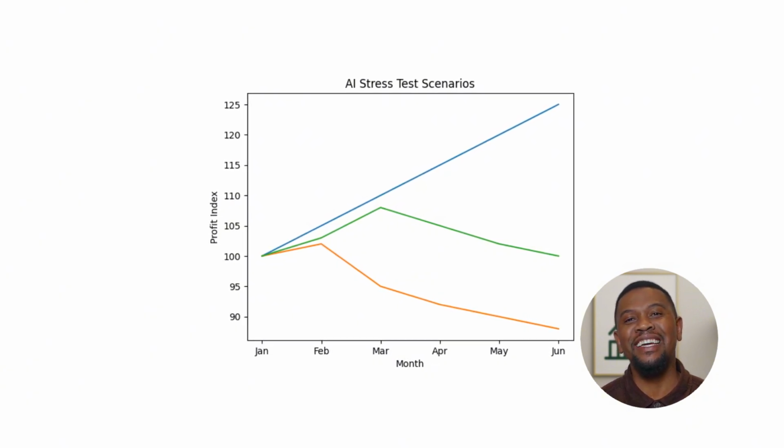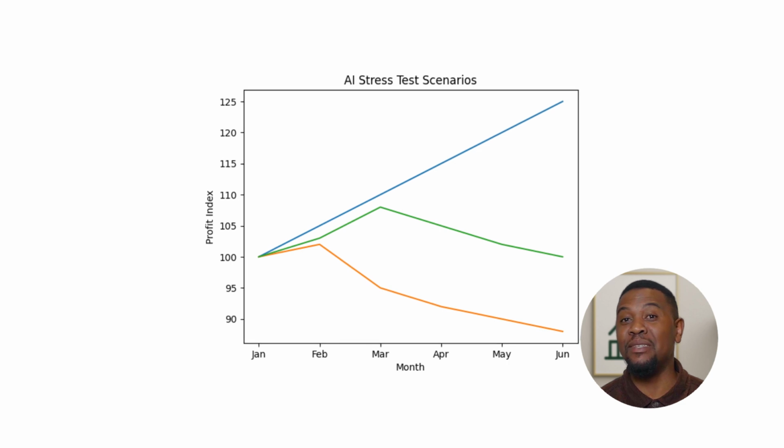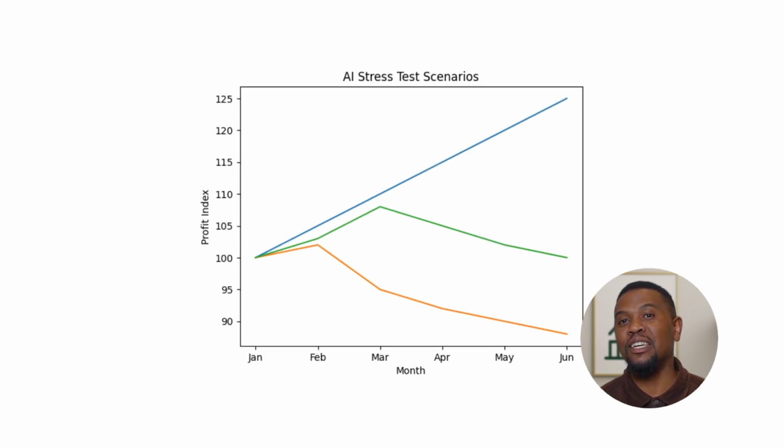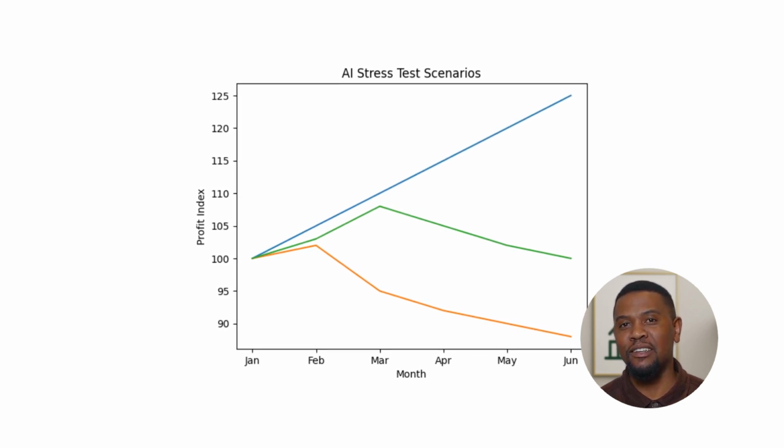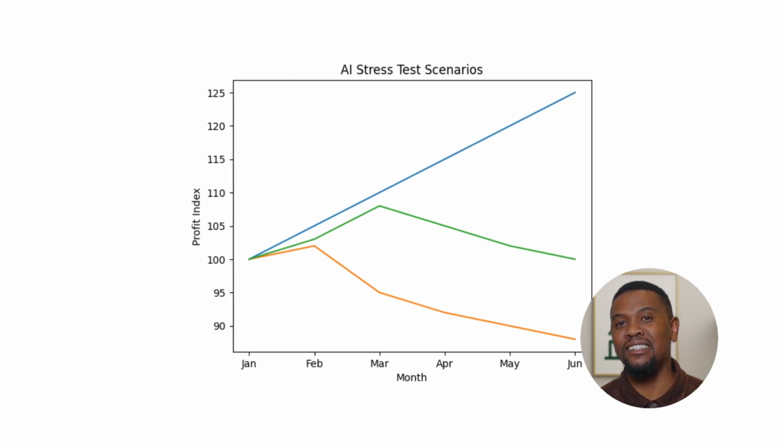You can also stress test specific variables. What happens if your top customer churns? What if a key supplier raises prices by 20%? The AI runs these scenarios instantly.